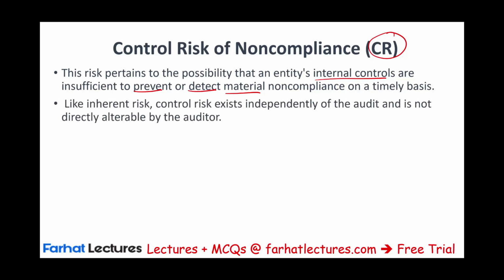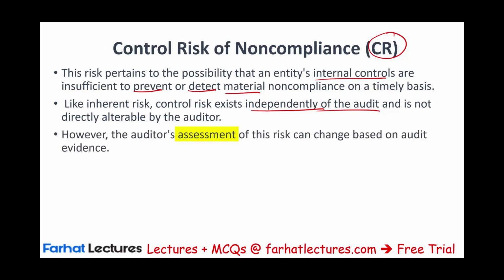Now, like inherent risk, control risk exists independently of the audit, and it's not directly changed by the auditor. The auditor cannot change control risk. If the company doesn't have good control, you can talk to them, you can assess it, but there's nothing you can do. The auditor will assess the control risk based on the audit evidence. So the auditor's assessment of this risk can change also based on the audit evidence. At the beginning, you might have thought they have good control. You find out they don't have good control. So control risk is the risk that the internal control will fail to detect the non-compliance instance.